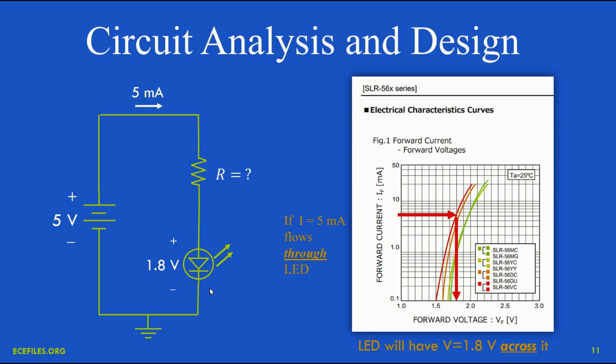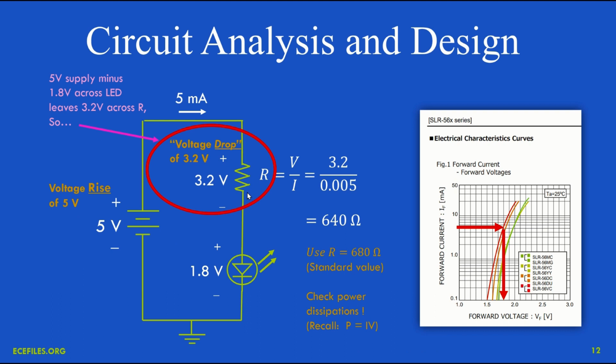Well, it turns out there's something called Kirchhoff's voltage law that says the sum of the voltage rises around a loop as current flows has to equal the sum of the voltage drops. So what's a rise? A rise is when you go from negative to positive. So here we have a 5-volt rise. There's going to be some drop across this resistor as current flows through it, and then there's a 1.8 volt drop across this light emitting diode. So if there's 1.8 across here and it was 5, then the voltage drop across the resistor is going to be 3.2 volts.